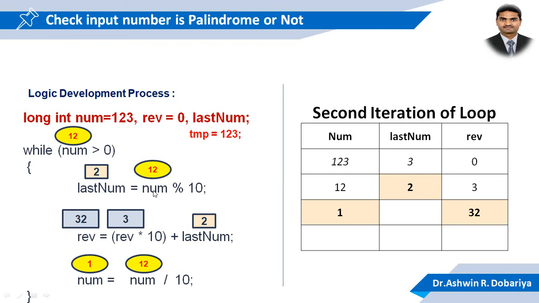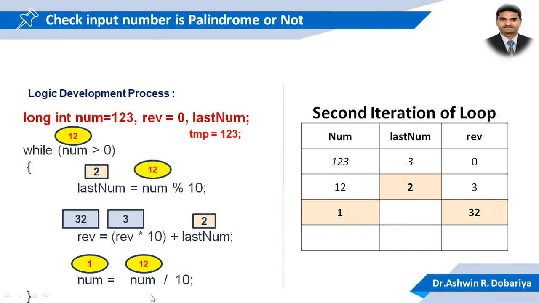If 12 is greater than 0, again 12 modulus 10 returns the last digit, which is 2, so the last number is 2. Now what is the previous value of reverse? It is 3. 3 multiplied by 10 means 30, 30 plus the last digit is 32, and 32 is stored into reverse, so the reverse variable now becomes 32.